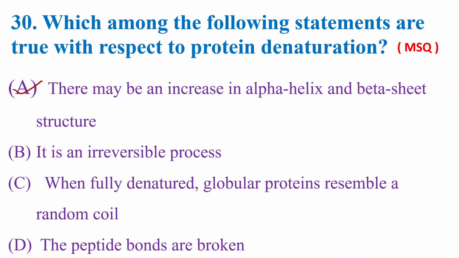Next, option number C, that is when fully denatured, a globular protein resembles a random coil. So this is true, since fully denatured proteins lose their ordered structure. They behave like random flexible chains. So we can say that this statement is true. Next, the peptide bonds are broken. Peptide bonds belong to the primary structure, so denaturation does not break the peptide bonds. Breaking peptide bonds means hydrolysis, so it's not denaturation. So this is also not correct. So over here, my correct options will be option number A and option number C.